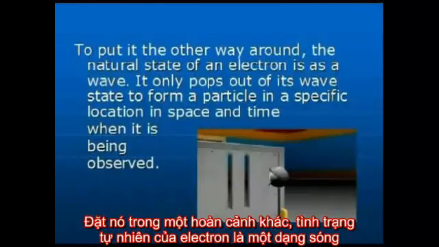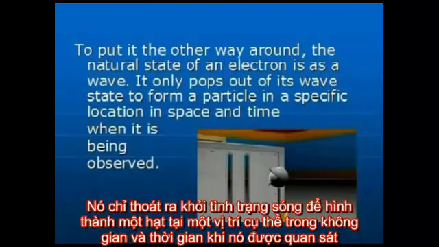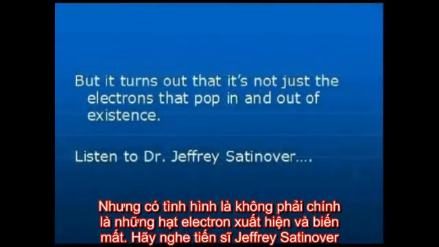To put it the other way around, the natural state of an electron is as a wave. It only pops out of its wave state to form a particle in a specific location in space and time when it is being observed. Then, when it's not being observed, it goes back into its wave state. But it turns out that it's not just the electrons that pop in and out of existence.